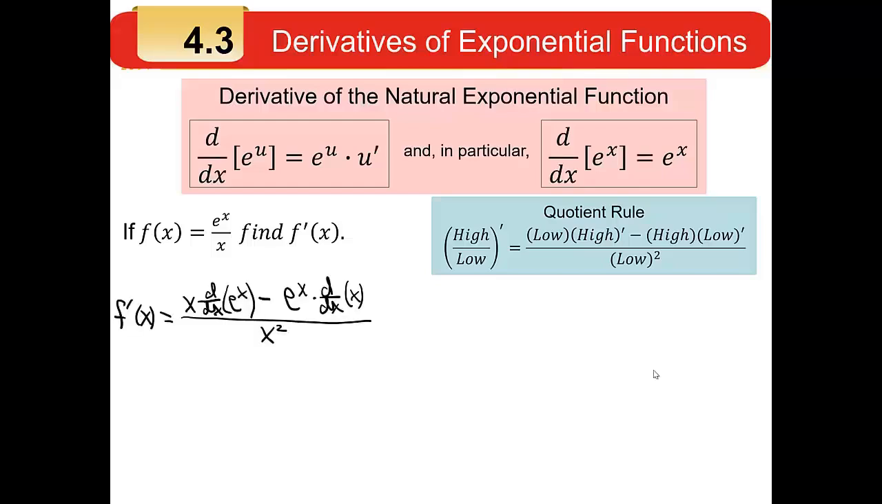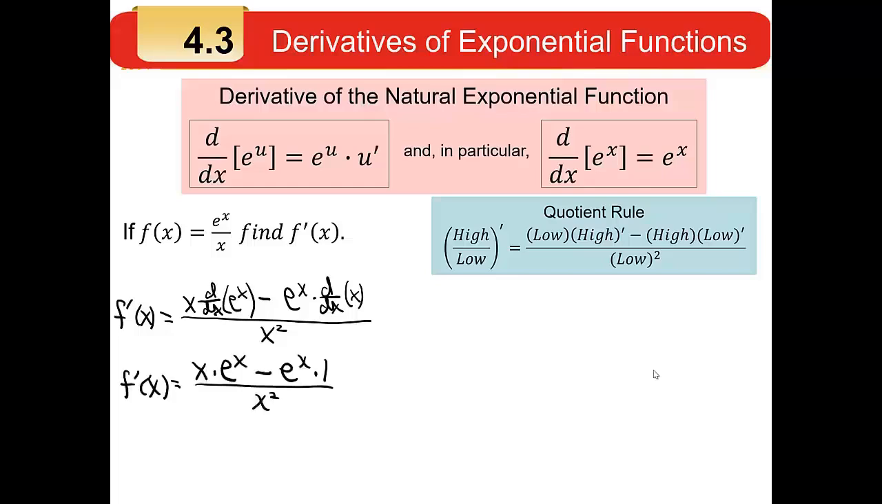Well, low is x. Then you've got to multiply that by the derivative of high. Well, high is e to the x. That's the derivative of e to the x. Minus, then you reverse it. You take high, which is e to the x, multiplied by the derivative of low. That'd be the derivative of x all over low squared, which would be x squared. Again, remember, the derivative of e to the x is just e to the x.